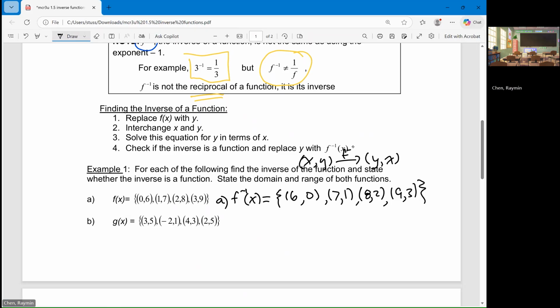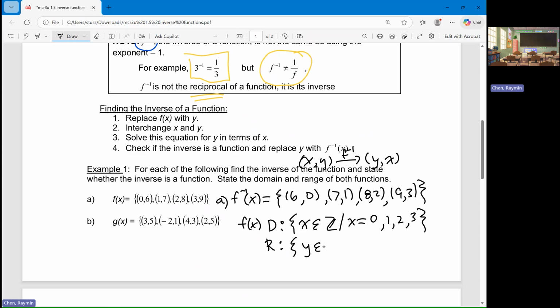For inverse. Now they're asking you to find the domain and range of both functions. So the domain for the original function, x belongs to the integers such that x is equal to 0, 1, 2, and 3. The range of the original function, y belongs to elements of the integers such that y is equal to 6, 7, 8, and 9.